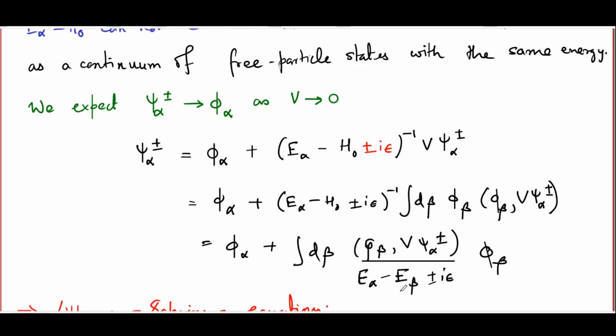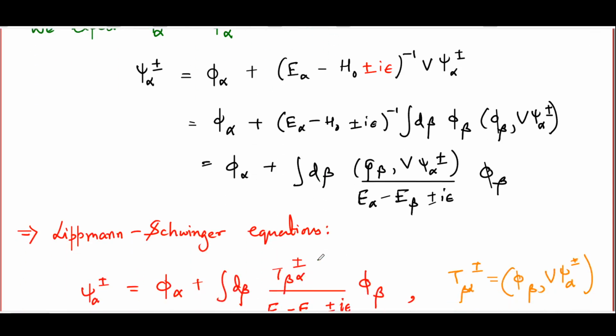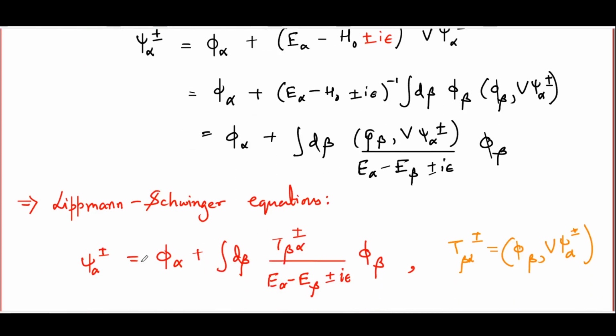Note that this would have failed if we did not have this plus minus I epsilon term, because then one of the E betas would have matched E alpha and this would have blown up. So formally we have been able to write chi alpha plus minus as phi alpha plus an integral term, and this is our Lippmann-Schwinger equation. Chi alpha plus minus is phi alpha plus integral over all the other labels, beta, integral over continuous variables and sum over the discrete ones, of this ratio t plus minus beta alpha by E alpha minus E beta plus minus I epsilon times phi beta, where t plus minus beta alpha is nothing but my shorthand for this.